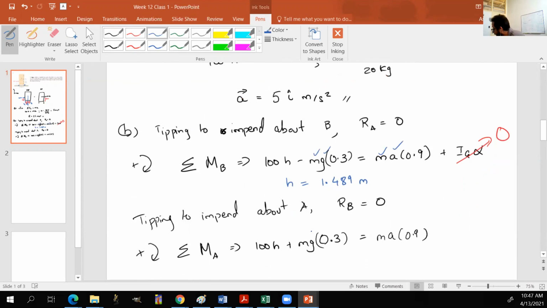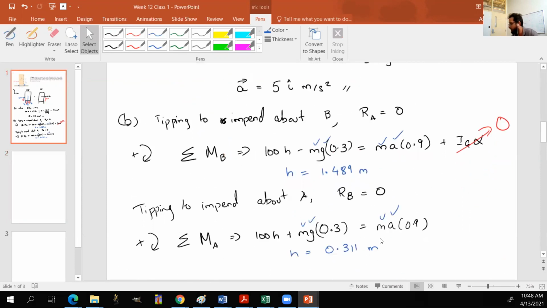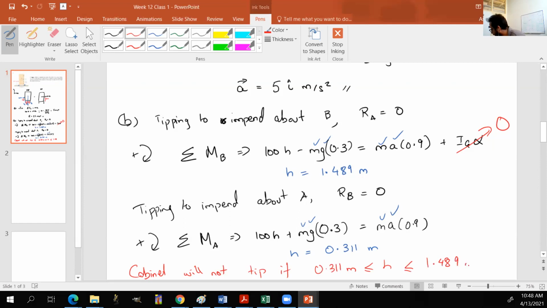Again, here you know everything, so m, g, and ma. You solve this expression and you get H is equal to 0.311 meters. From there, you get the bound, and you can say that the cabinet will not tip if H is between 0.311 meters and 1.489 meters.